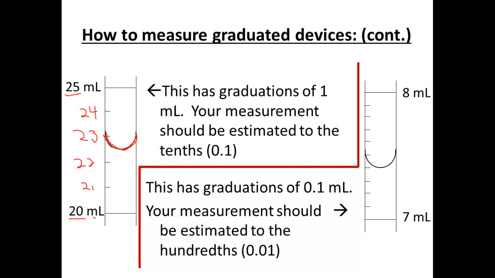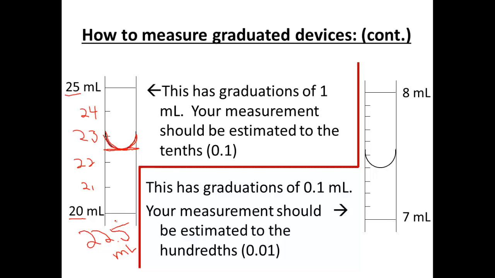If we're between 20 and 25, we're somewhere between 22 and 23. Looking at eye level, down to the bottom of the meniscus, we can see that we're about halfway. So our measurement would be about 22.5 units, always needed, milliliters. So we know we're between 22 and 23, and we estimate that one extra placeholder spot to 22.5.